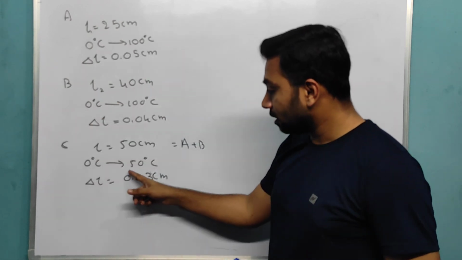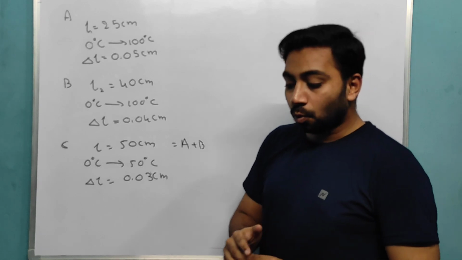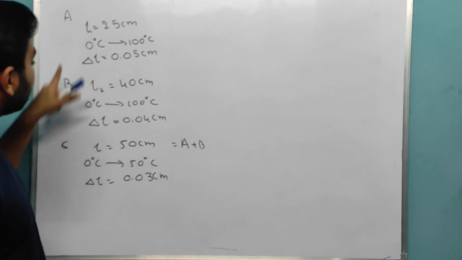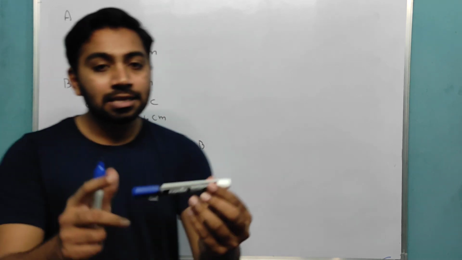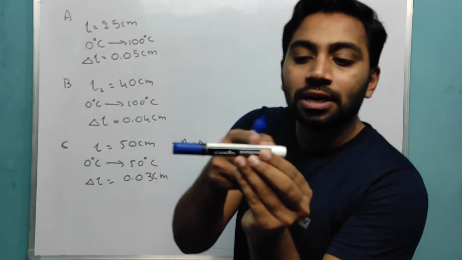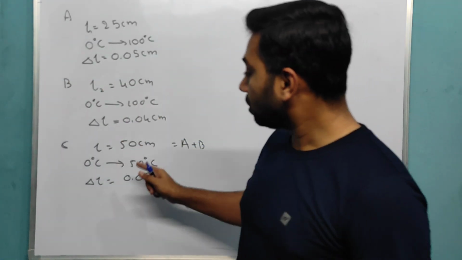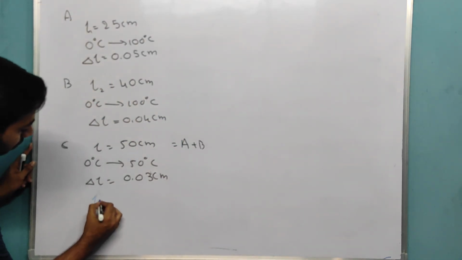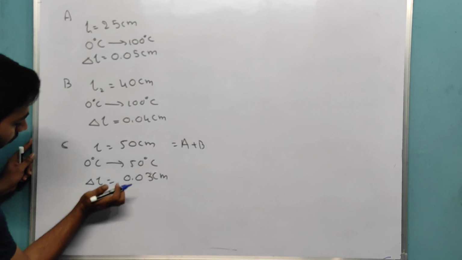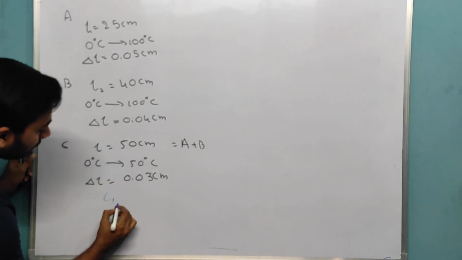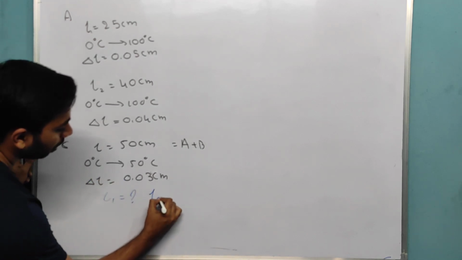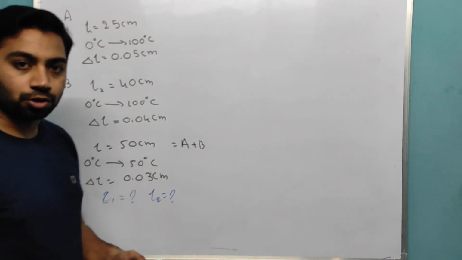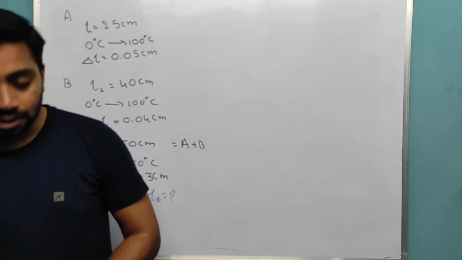That expansion they have given as 0.03, and what they are asking is what amount of metal A and metal B is used in this, which means what is this length and what is this length. They are asking for L1 and what amount of L2. Okay, fine. Question understood. Now let us start with the answer.